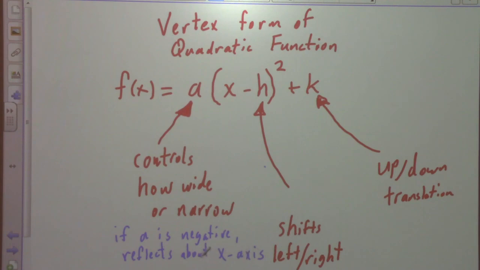The thing may not necessarily reflect about the x-axis, but will be opening downward. So it may not exactly reflect about the x-axis, but I'll change that to opens downward. I'll say that the parabola opens downward because that's technically more correct.